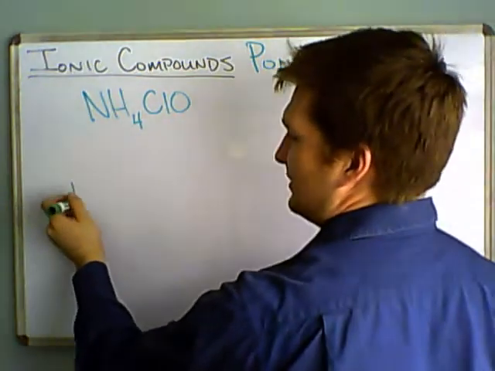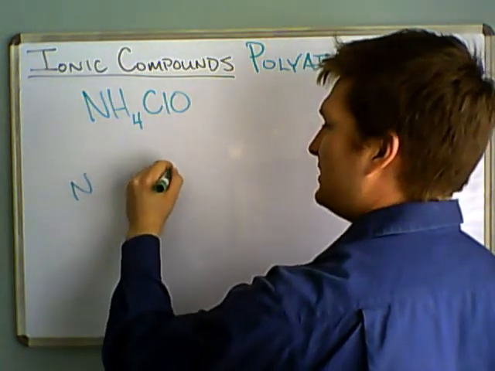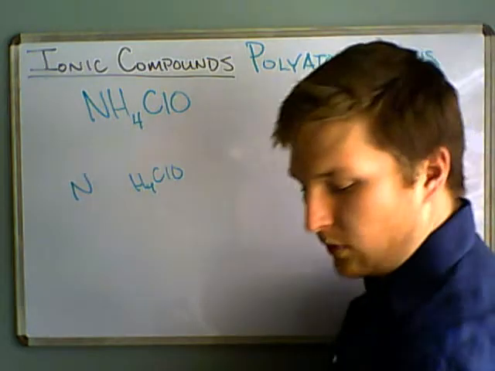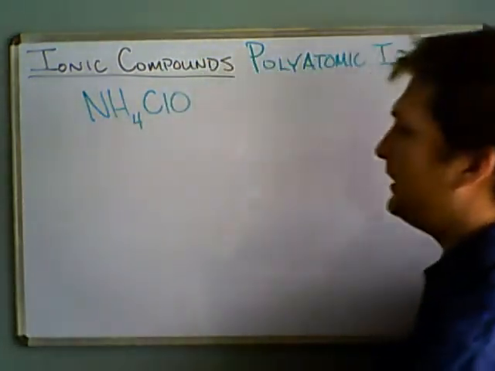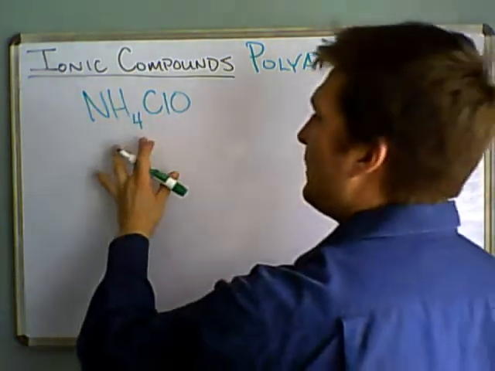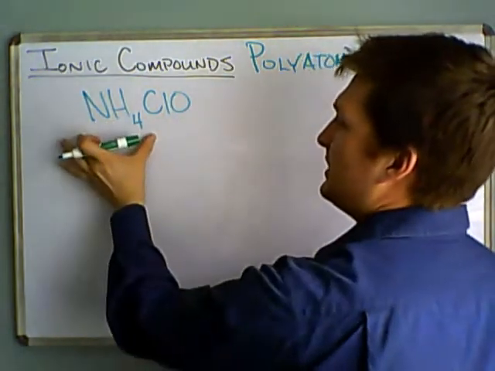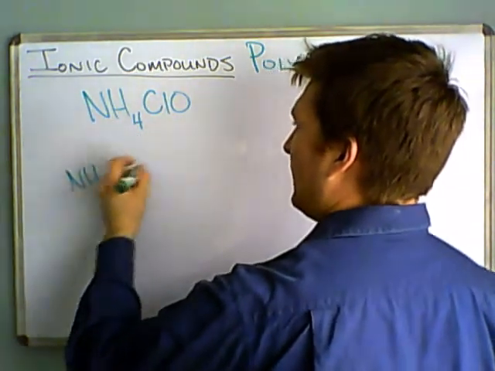Is N my cation and then H4ClO my anion? Well, if you're familiar with the different cations and anions, then you could see that the only way to split this up is the NH4 and the ClO.